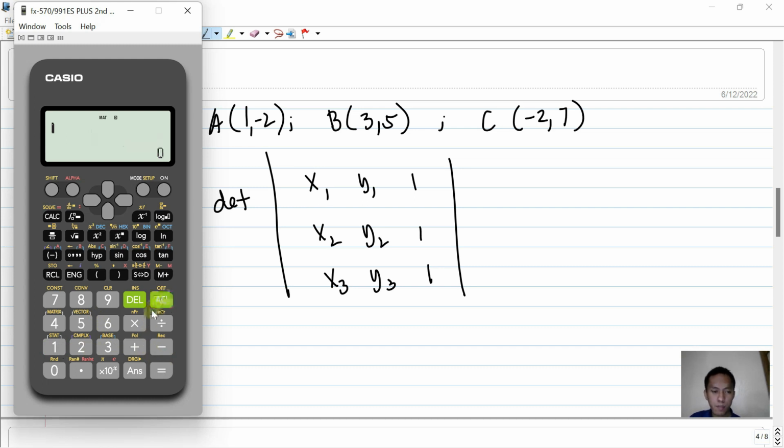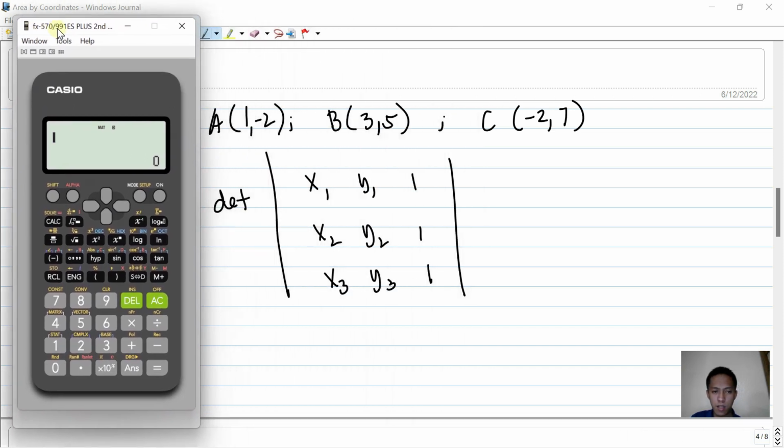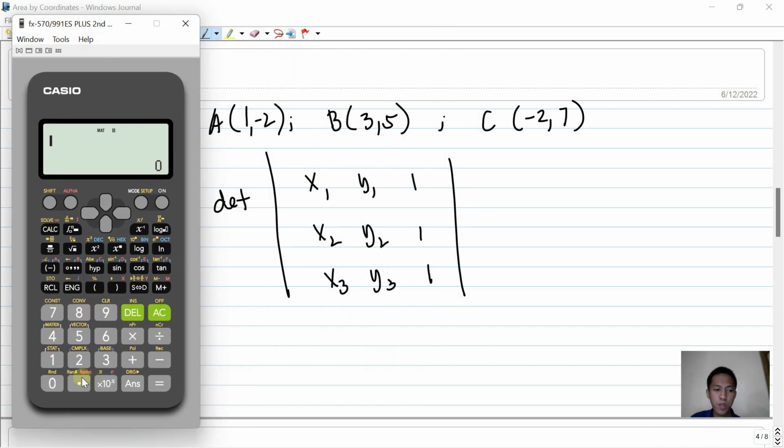Then after that, press AC. Then input natin yung 1/2 times the determinant of this 3 by 3 matrix. So paano natin magagawa yun? So 1/2 is 0.5. So that is 0.5 times determinant. So shift matrix. So that is 4. Then determinant. So number 7. Then determinants of matrix A. Again, shift matrix. Then number 3. Matrix A. So equals lang natin guys.